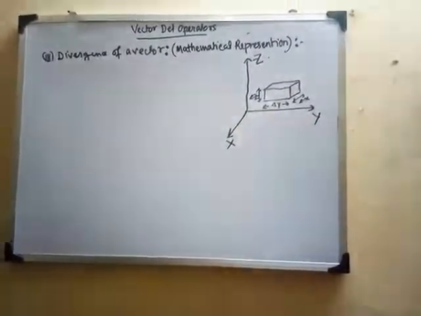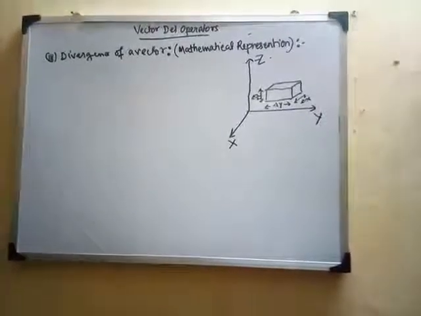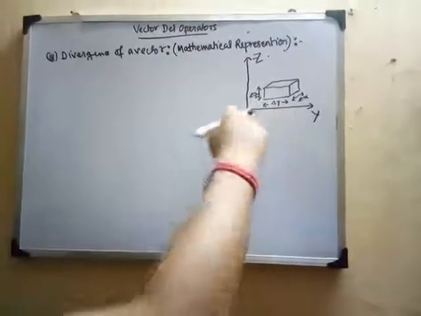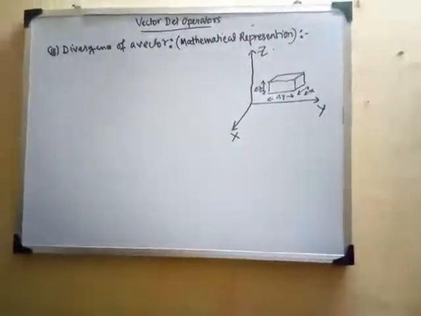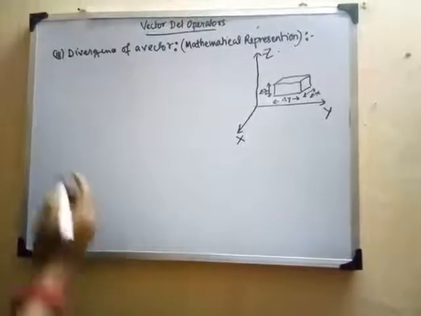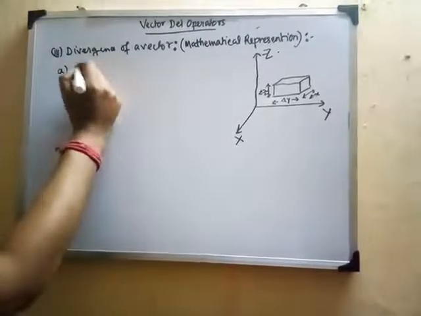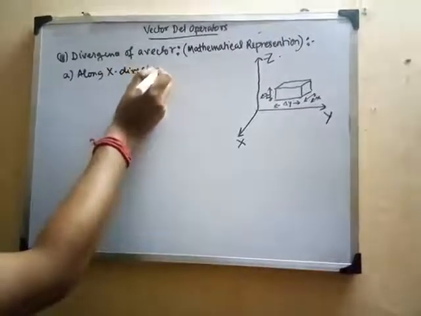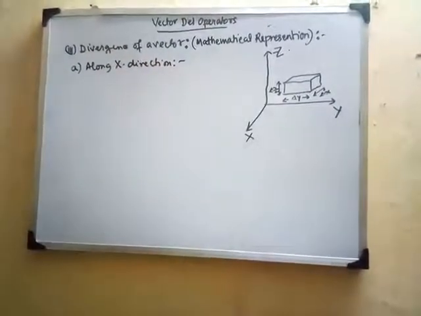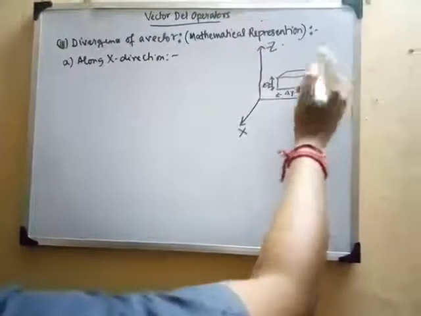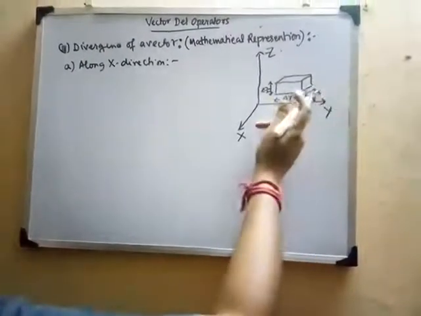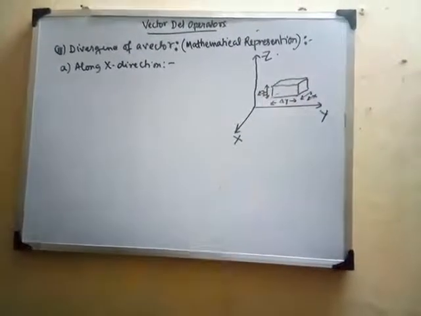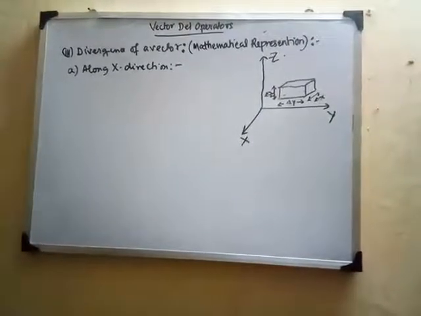If this is the representation of the figure, now let us find one by one the component vectors along the x direction, y direction and z direction. Our job is to find the component vectors along all the directions. First we find along the x direction. In the x direction, one we have this surface, another is this one. So there are two surfaces in the direction of x.